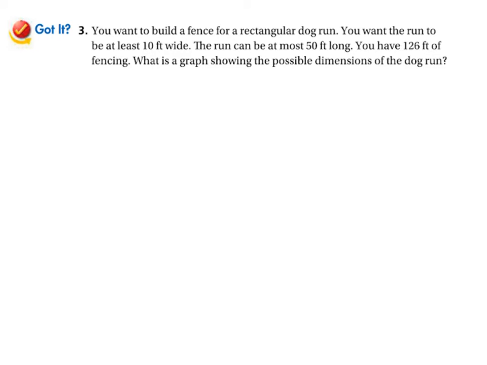Okay, this will be challenging. Particularly, I want to point out for you, just as a little assistance, you're building a fence for a rectangular dog run. If you have a variable that represents the number of feet wide that the dog run is, a dog run is just an area where the dog can run around. And the dog run can be at most 50 feet long. You can have another variable for the length.